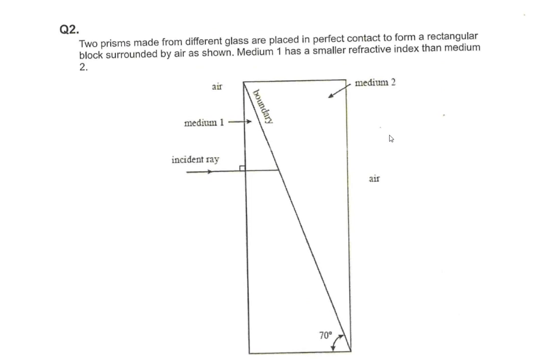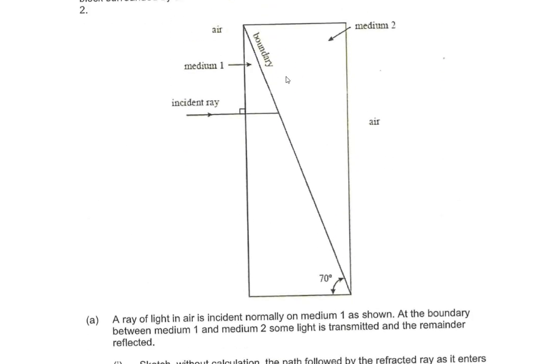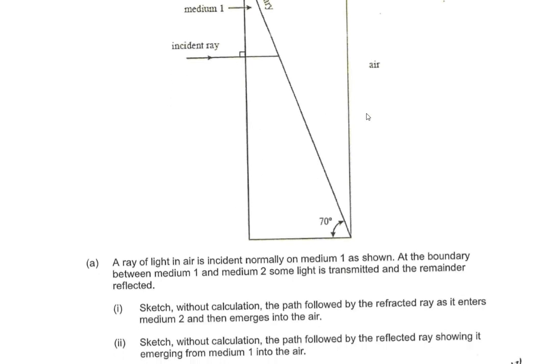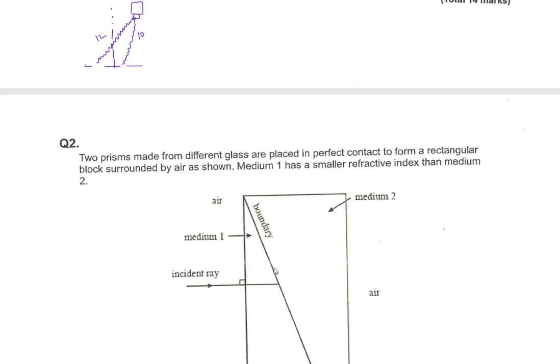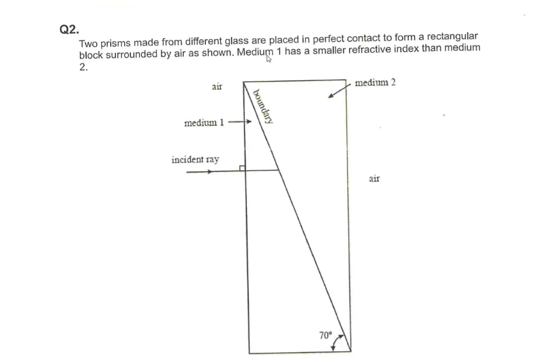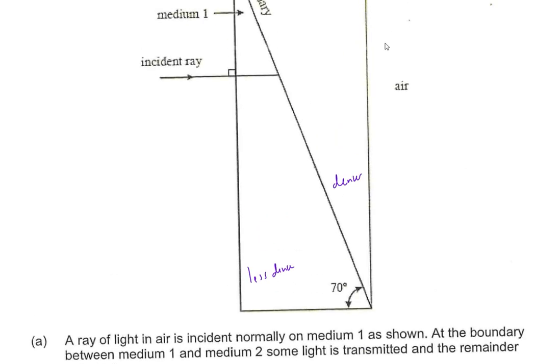Okay, so this is a question where we need to be careful. Air, so this is glass. Now we know about something here. The medium 1 is less dense, and medium 2 is denser. Now the first thing we need to do is draw the normal. So we always draw the normal.